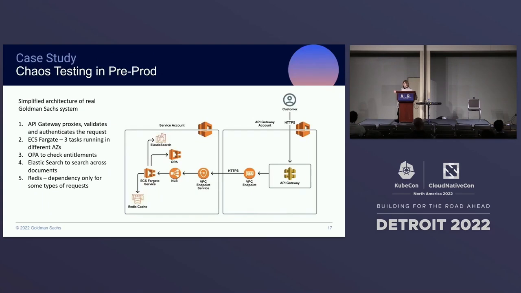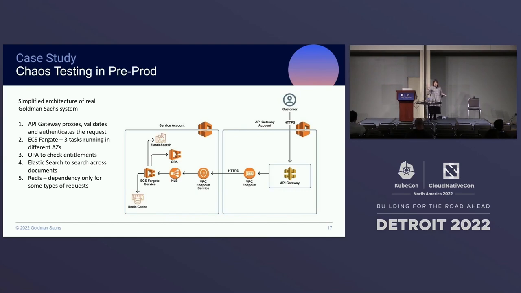Okay, so now we'll go into a case study. This is a simplified, slightly modified architecture of a real system in pre-prod at Goldman Sachs. If we go through the architecture, on the right-hand side, you have an API gateway, which is proxying, validating, and authenticating. You have a service running on ECS Fargate, right? Three different tasks running in different availability zones. We're using OPA, Open Policy Agent, to check entitlements. And then we have an Elasticsearch instance, which searches across different documents. And as well, there's Redis, which is a dependency for some types of requests.